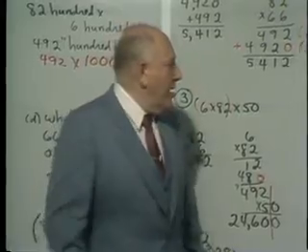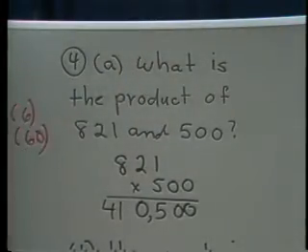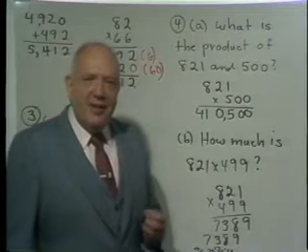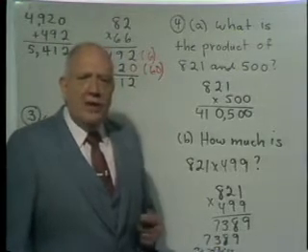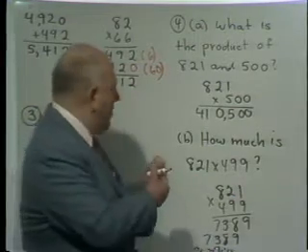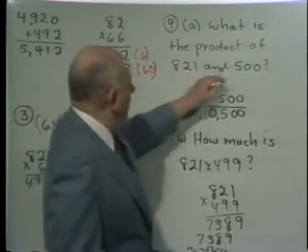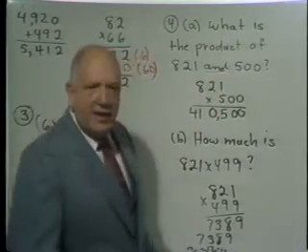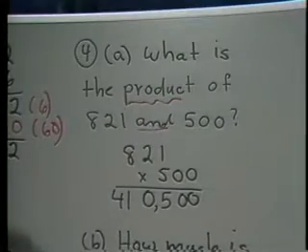See, part A of problem 4 says, what is the product of 821 and 500? By the way, I should warn you about a very common mistake that students sometimes tend to make here. A lot of times in elementary school, we're taught to look for addition whenever we see the word "and." And a lot of times, the student sees the word "and" over here, and they say, oh, I know, 821 and 500 is 1,321.